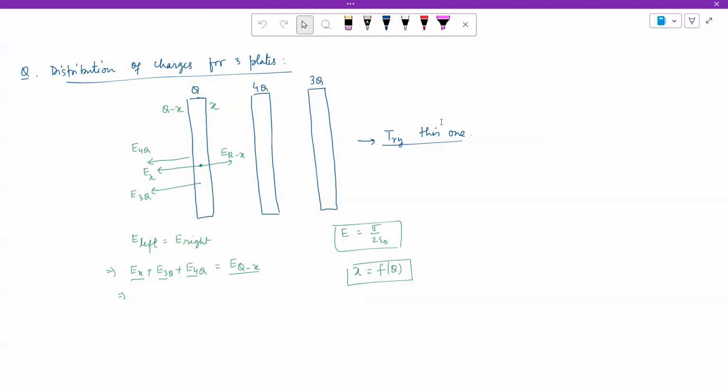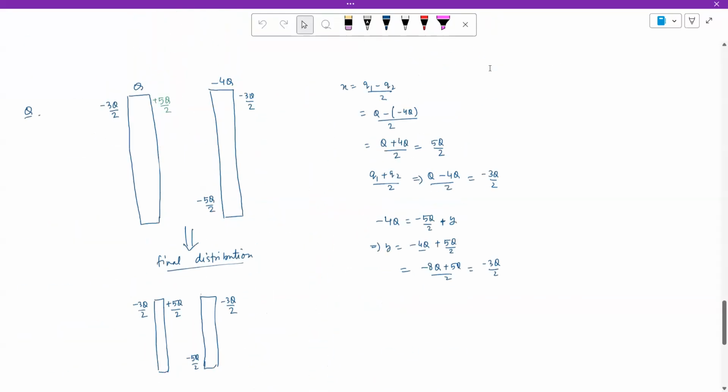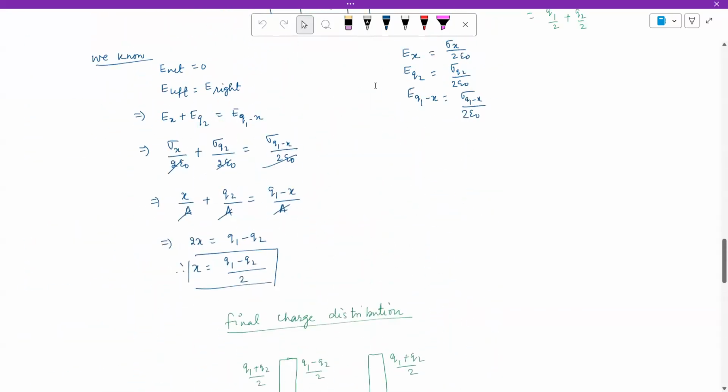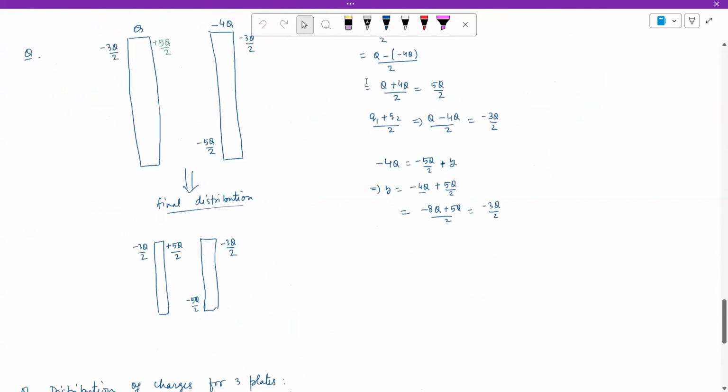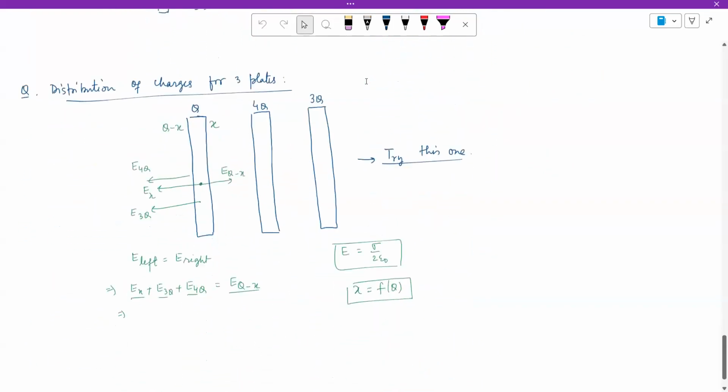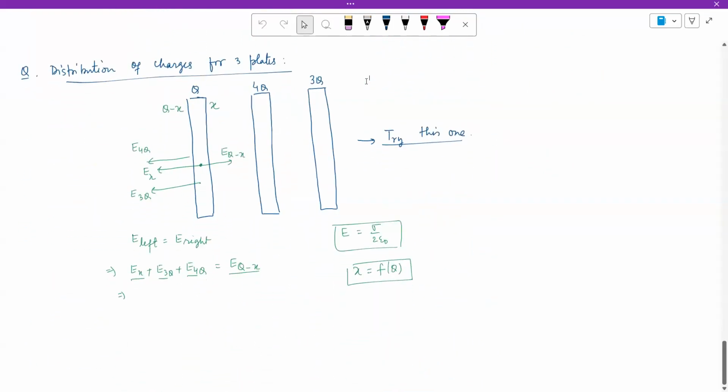Oh, you did not try this one. I tried it, but I didn't get how to do it. Okay, yeah. So the idea is that the net electric field inside that plate would be zero. That is the idea, right? Yes, sir. That was the idea. So we did with two plates, and then the last one was this. So let's do this question.